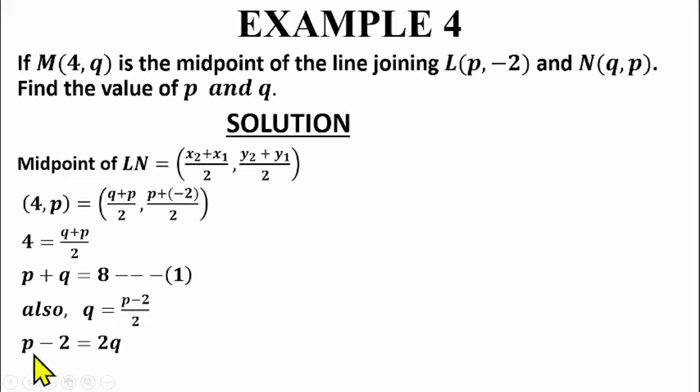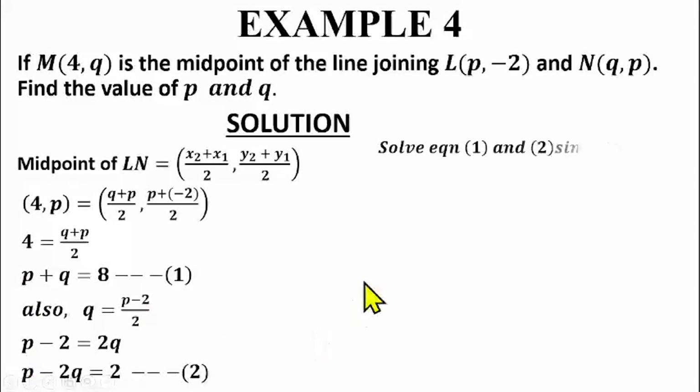From then also you can cross multiply. You'll be having p minus 2 equals to q p times 2 give us a 2p. Then collect like terms, you'll be having the p, then this comes here, you have minus 2q equals to 2, which is equation 2. So we can now solve equation 1 and equation 2 simultaneously to find p and q. And how can we do that? We can subtract equation 2 from equation 1. So solve equation 1 and equation 2 simultaneously.